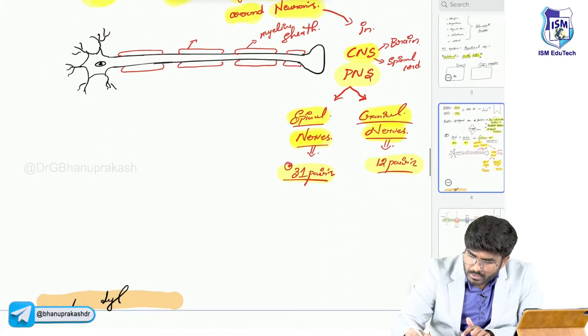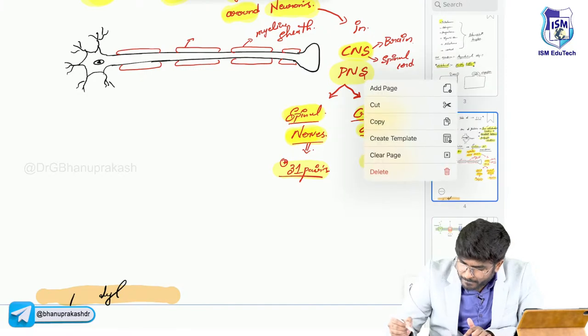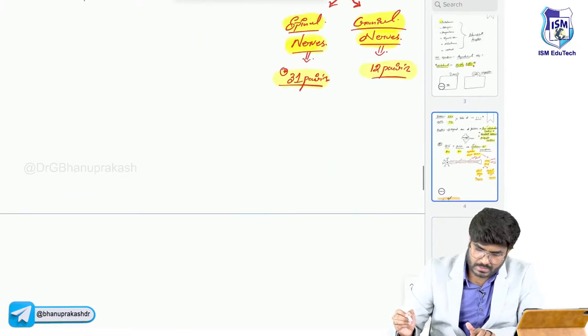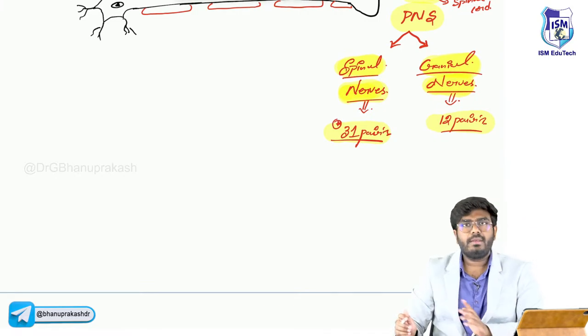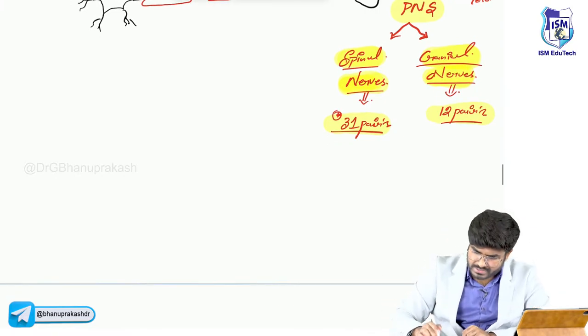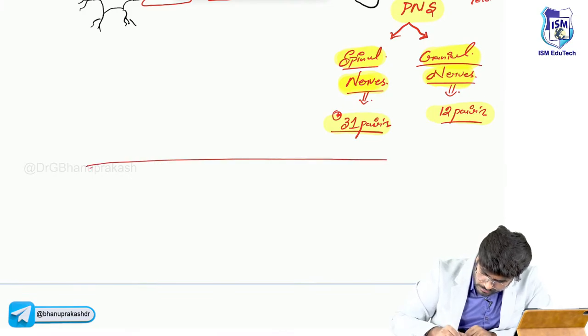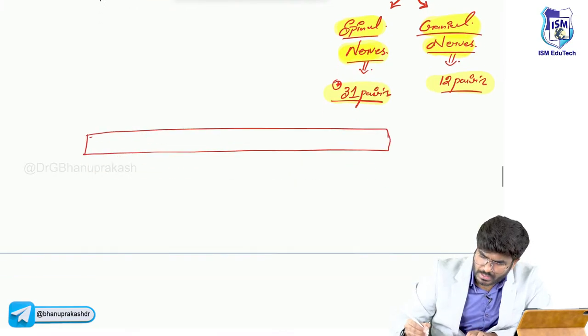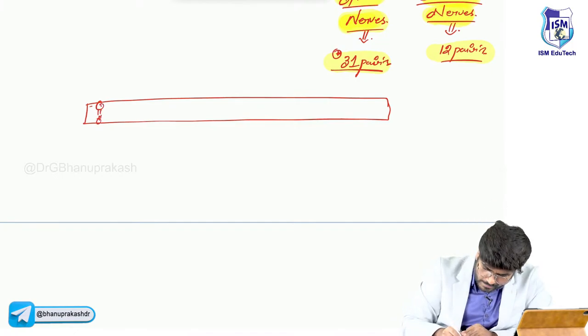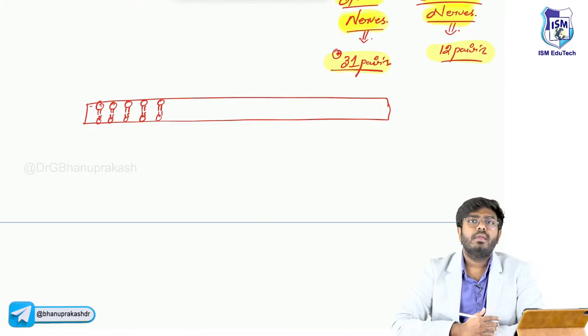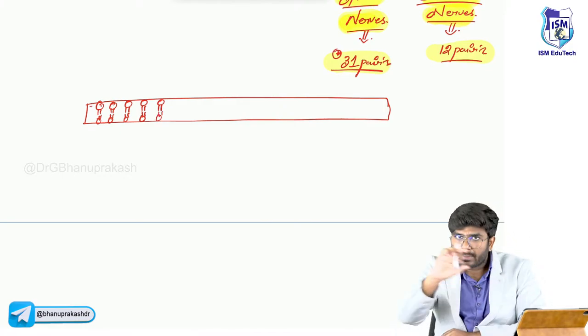Now, let me teach you a few more things. If you look at a cell membrane, you know how it is. Let me show you. This is the cell membrane. It is made up of phospholipids, like this. I'm not going to draw the entire thing. You know it. These are the phospholipids, the phospholipid bilayer. It's a lipid bilayer.